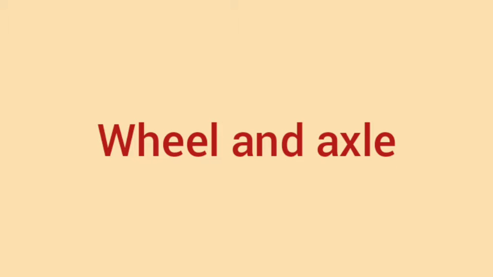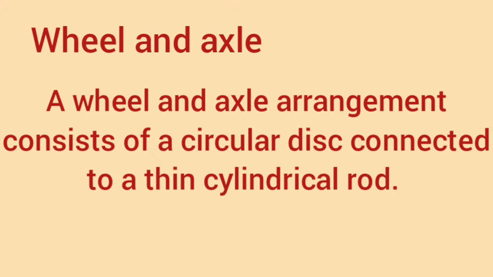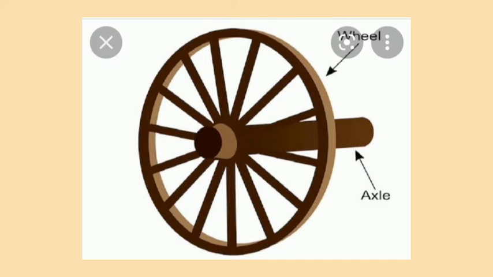Now we can check what is wheel and axle. We have studied wheel and axle when we were dealing with pulley, right? So here wheel and axle is an arrangement consisting of a circular disc connected to a thin cylindrical rod. That rod we call the axle. So the wheel along with the axle acts like a simple machine. They rotate together when a force is applied on any of them.